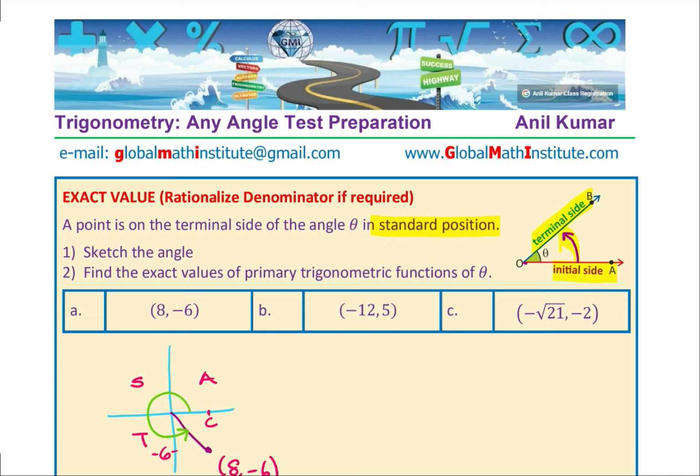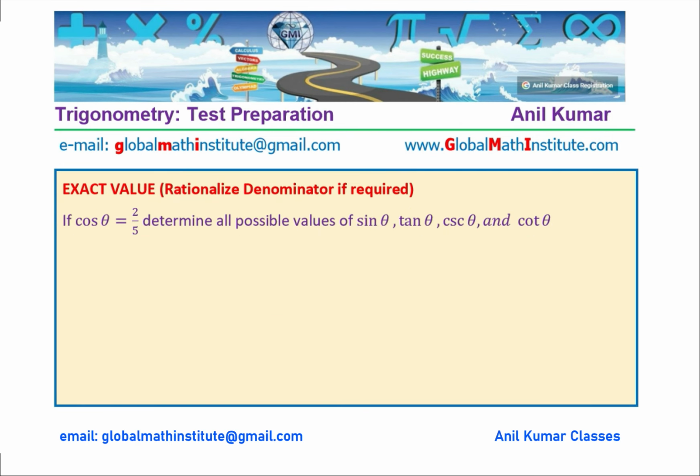This is a very important point. Since you do a square plus b square, you have here a radical, right? If this radical comes in the denominator, in that case, you need to rationalize it, right? If at all it comes, okay. Now here is a very simple question again for you, where we are given one trigonometric ratio. So it is, if cos theta is 2 by 5, determine all possible values of sine theta, tan theta, cosecant theta, and cotangent theta. So how will you do that?